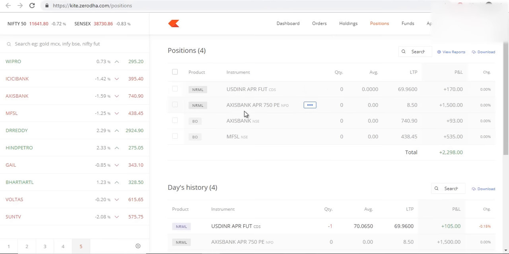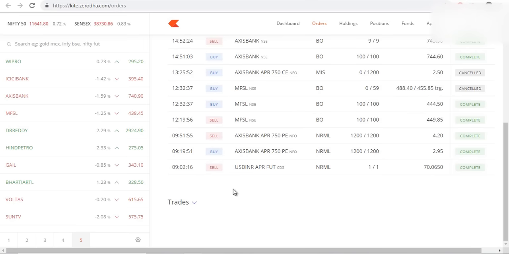Coming to Axis Bank 750 put, this is the first trade I have taken today. You can see it in my order book. At 9:02 a.m. in the morning I closed the USD INR trade which I had taken yesterday, and at 9:19 a.m. I bought the Axis Bank 750 put option at a price of 2 rupees 95 paise, and at 9:51 I sold the same option at 4 rupees 20 paise. So let's move into why I took the trade in detail.